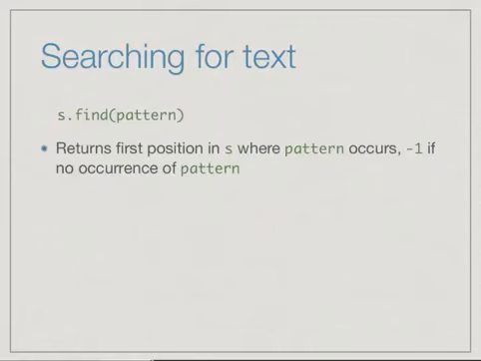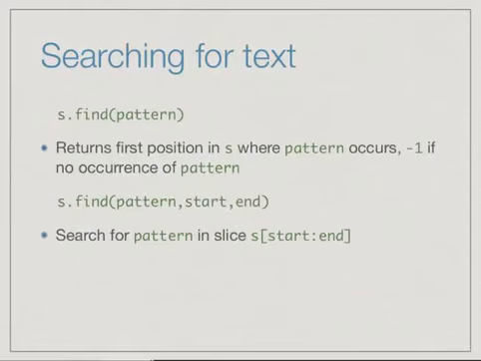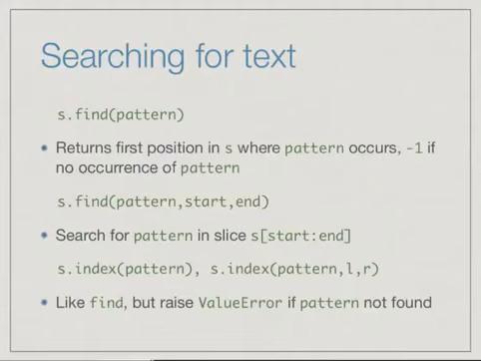Now sometimes you may not want to search the entire string, so find takes an optional pair of arguments, start and end, in which case instead of looking for the pattern in the entire string, it looks at a slice from start to end, with the usual convention that this is the position from start to end minus 1. And there is another version of this command called index, and the difference between find and index is what happens when the pattern is not found. In find, when the pattern is not found, you get a minus 1. In index, when the pattern is not found, you get a special type of error, in this case a value error. So again, let's just see how these things actually work.